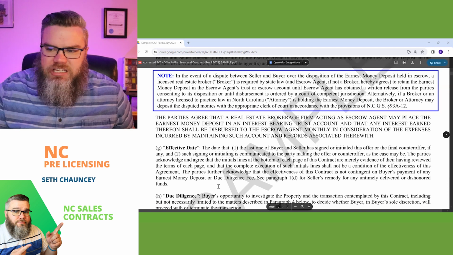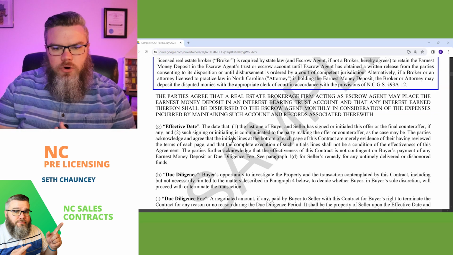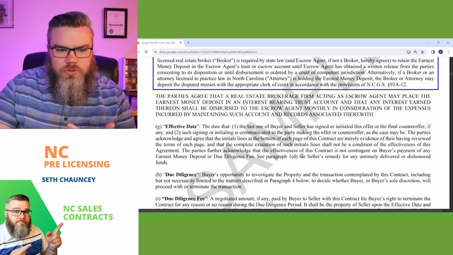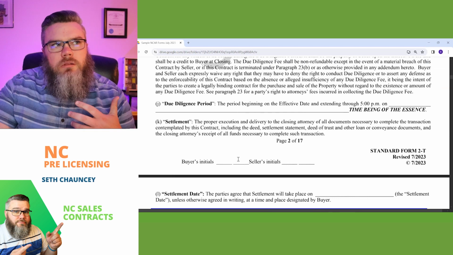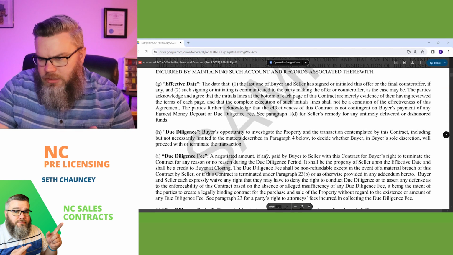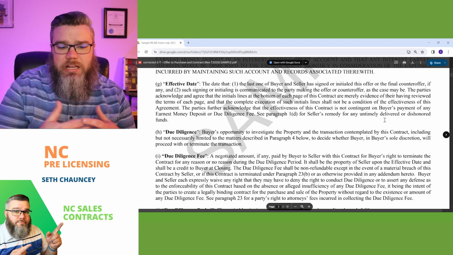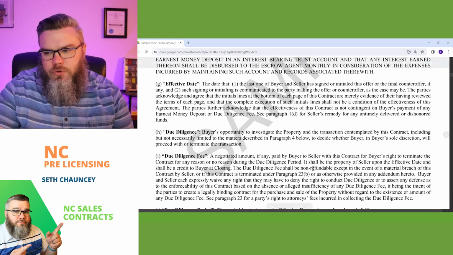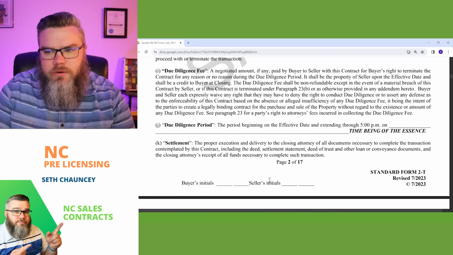Now, I don't think this is going to be testable, but when it's talking about initials, it's talking about initialing like a counteroffer where somebody put the strike through. But it goes on to say that the initials at the bottom of these pages are a formality, that you still have a contract even if you don't initial these pages. It says, the complete execution of such initial line shall not be a condition of the effectiveness of this agreement. As long as you signed it and communicated, you're under contract, even if you didn't initial these little lines down here. But you do need to initial any strike-throughs in regard to a counteroffer.